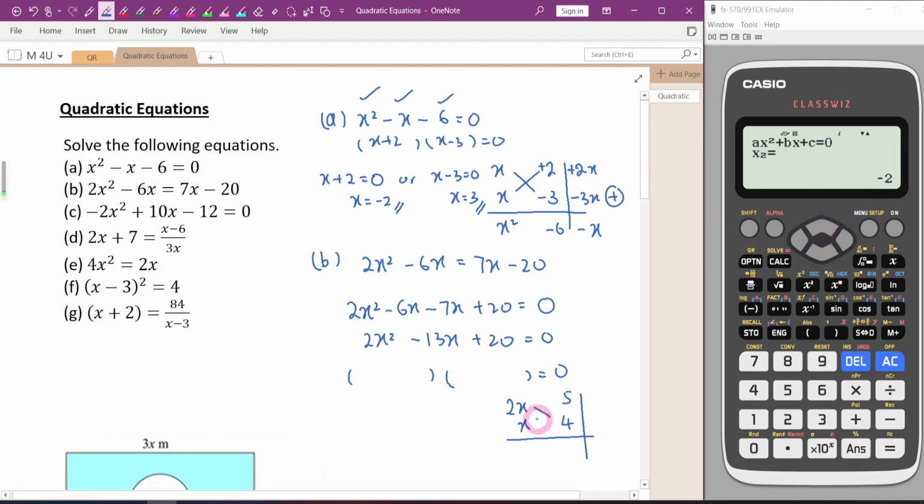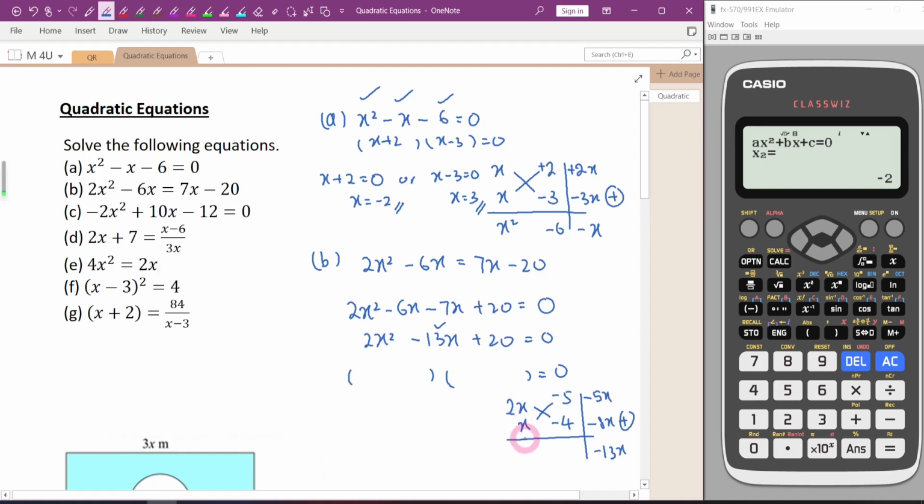Now I'm going to do the cross multiplication first. So here will be 5x, here will be 8x. These two added together must be equal to negative 13x. Therefore, I need to put a negative sign here and another negative sign over here. Negative 5x plus negative 8x will give us negative 13x. So negative copy, negative copy.